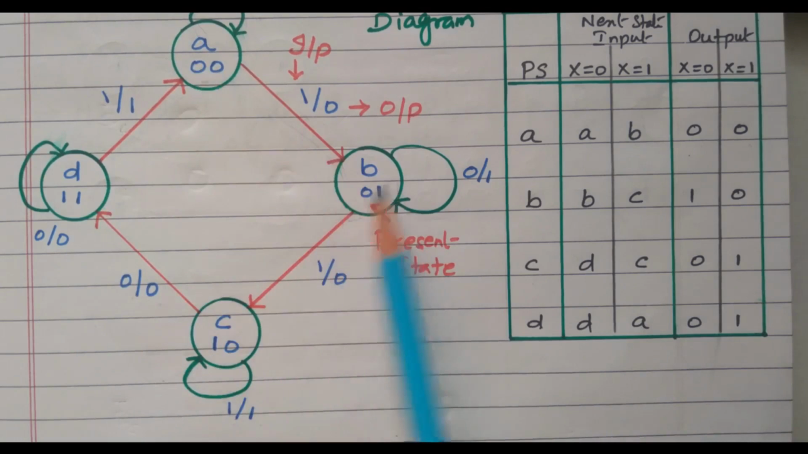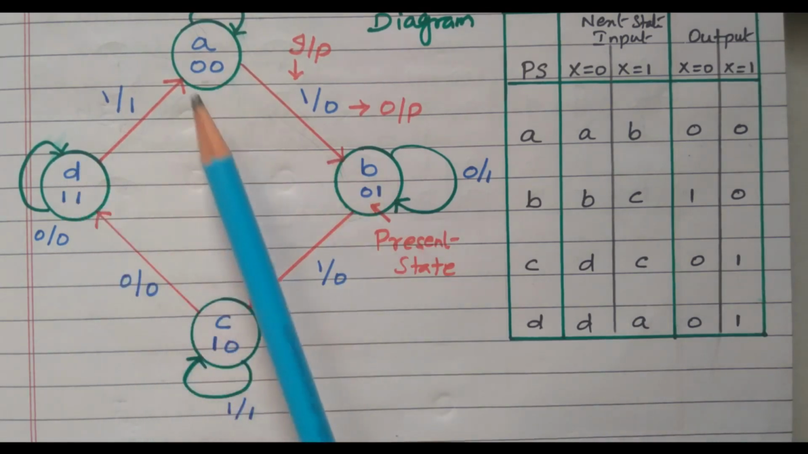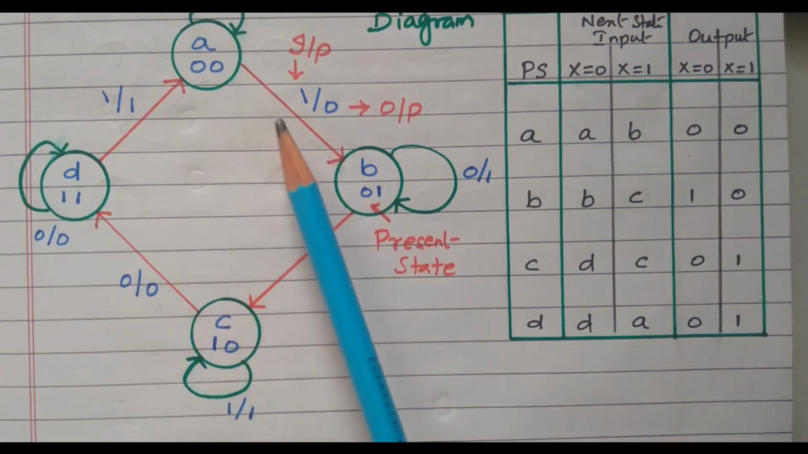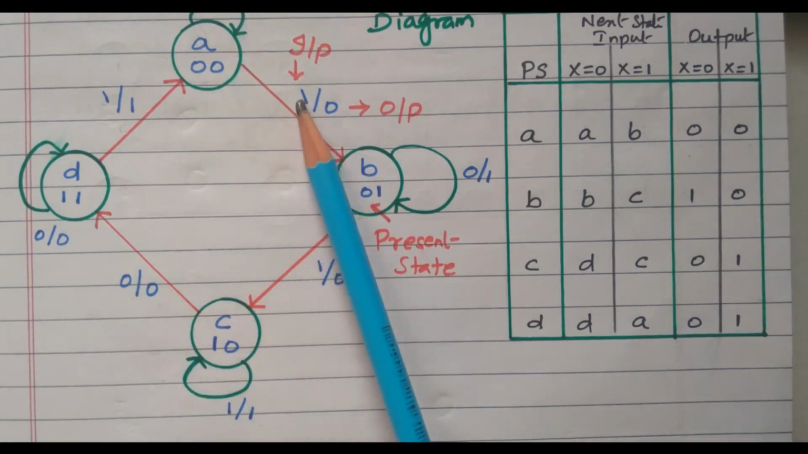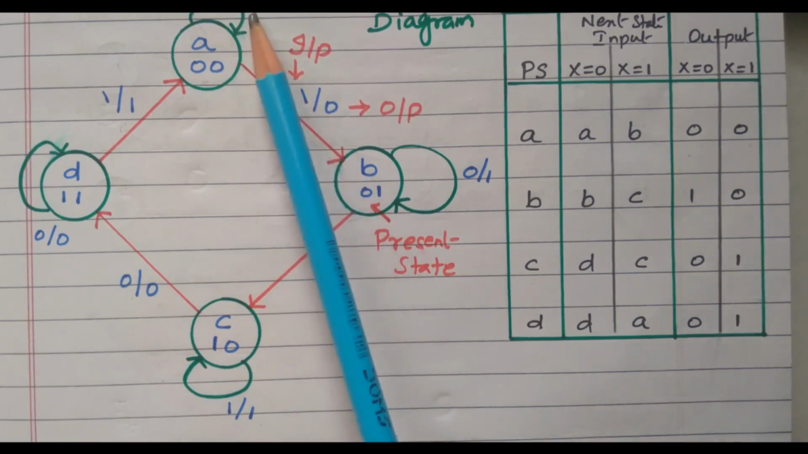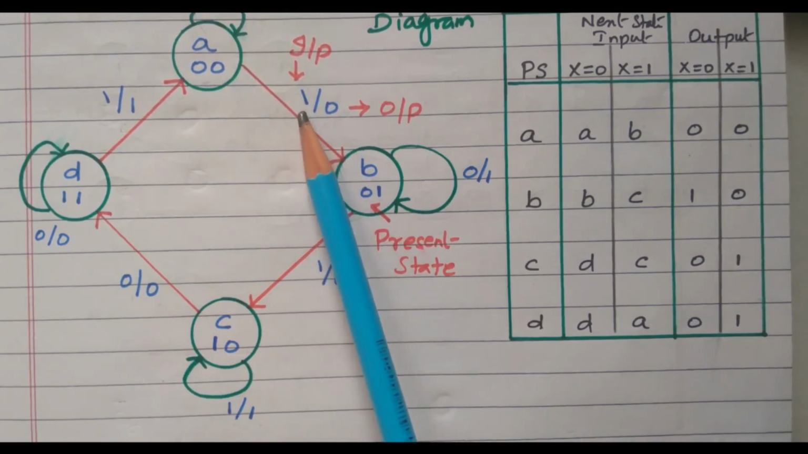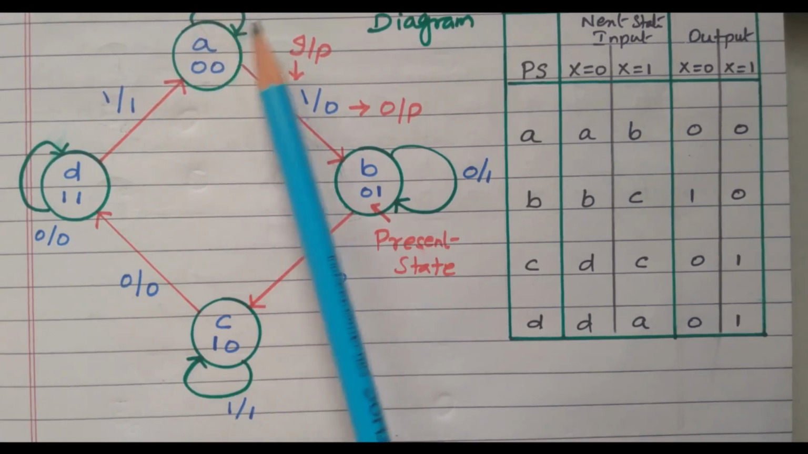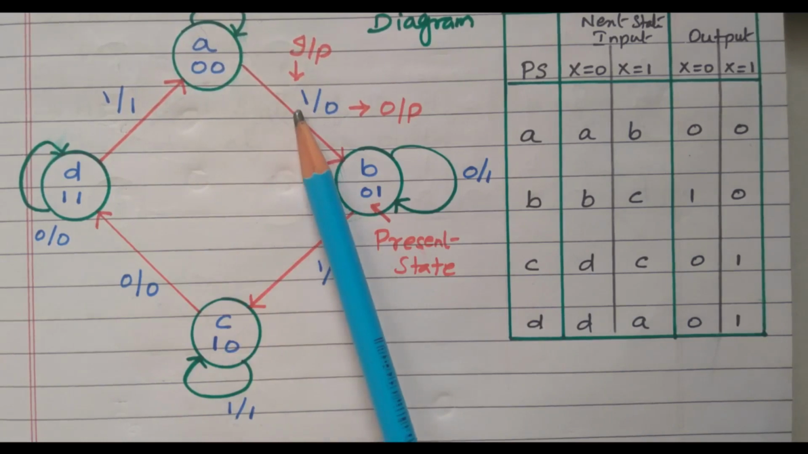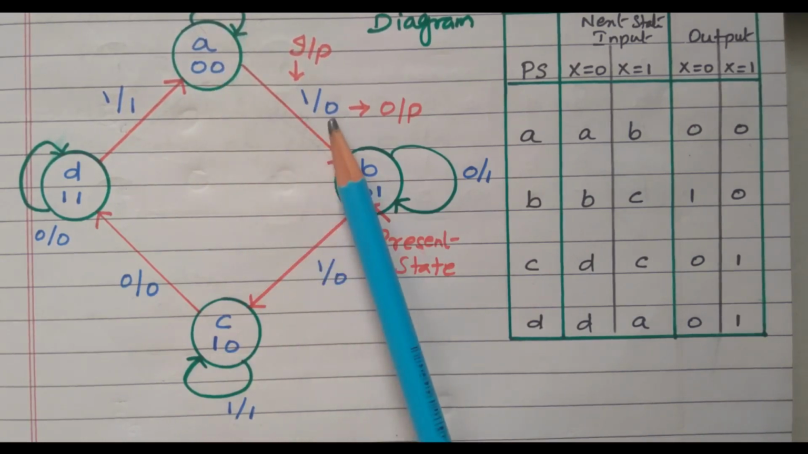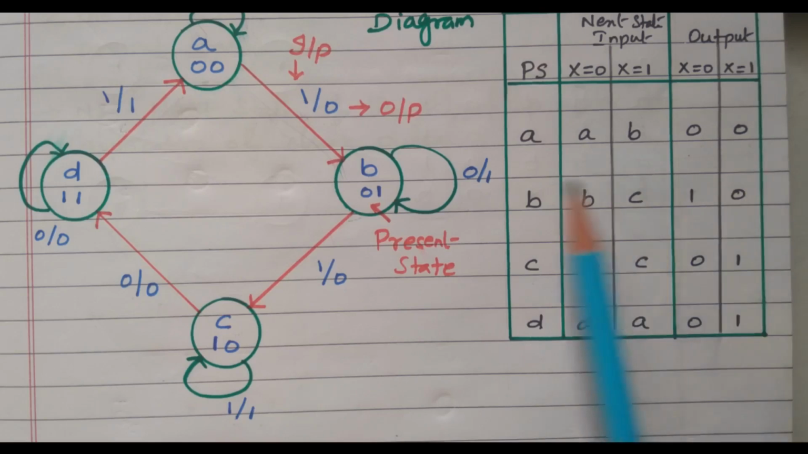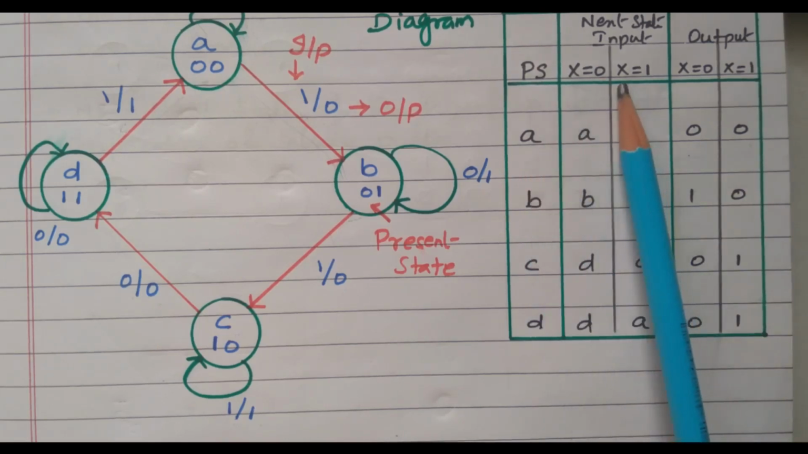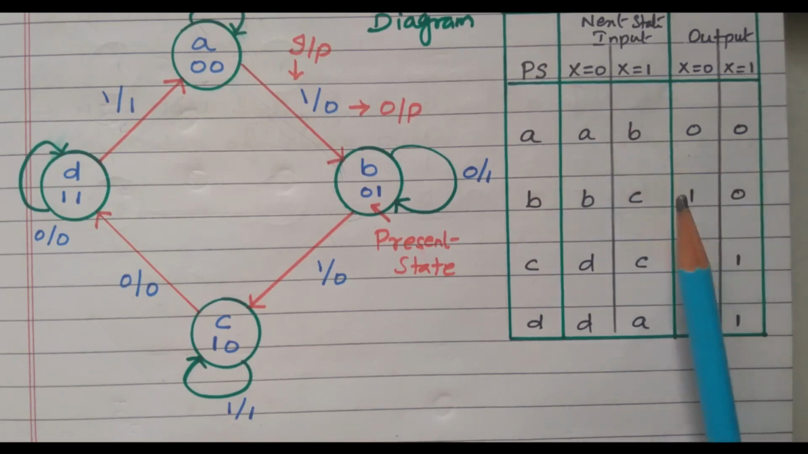So, this A, B, C, D are the 4 states, and 0, 0, 0, 1, 1, 0, 1, 1 is the present state. We have to check what will happen if the input is 0, and what will happen if the input is 1, and what the output is. For example, for A, input 0 means A goes to A itself, output is 0. Input 1 means A goes to B, the output is 0. So, that is clearly given here also. A goes to A if x equal to 0. A goes to B if x equal to 1. Correspondingly, the outputs are 0, right.